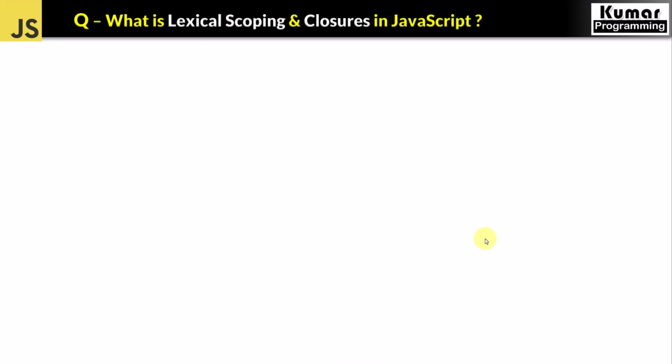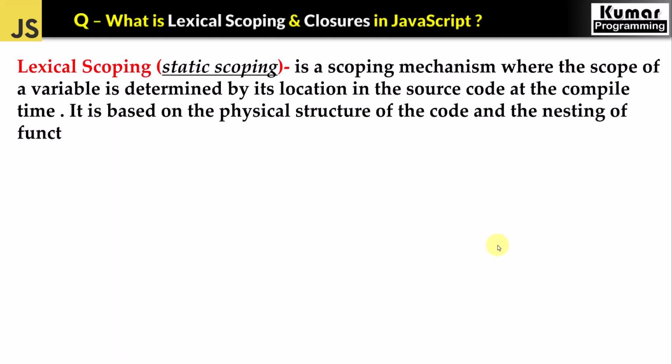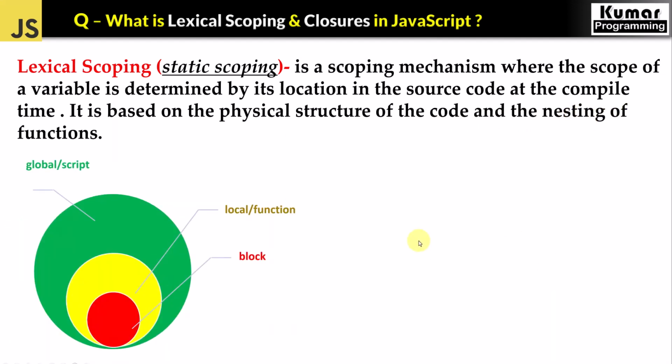Now let's first understand the definition. Lexical scoping is also known as static scoping. It is a scoping mechanism where the scope of a variable is determined by its location in the source code at the time of its compilation. It is based on the physical structure of the code and the nesting of functions. What does it mean? Let's understand with the diagram.